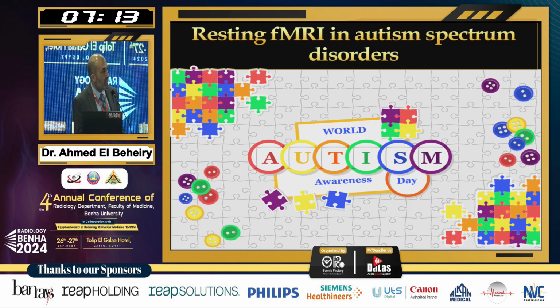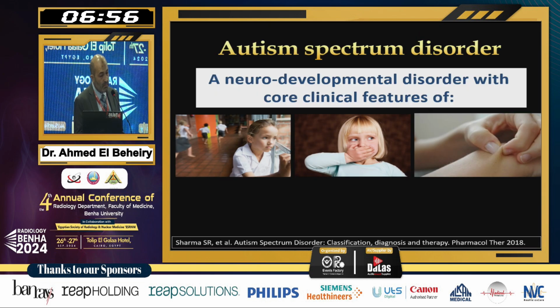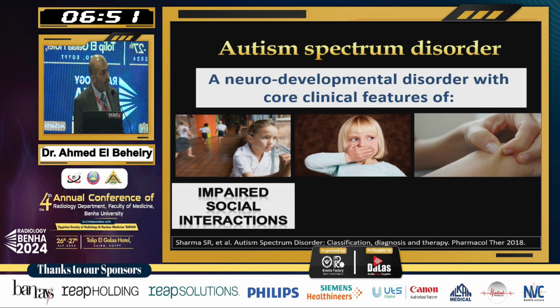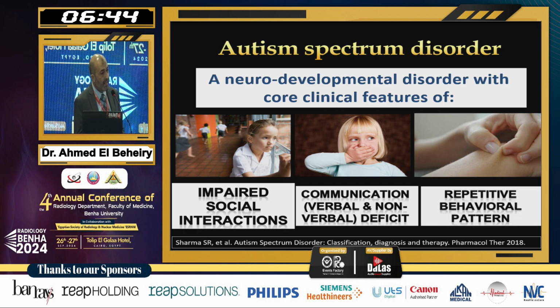Today we are just speaking about the role of resting state in autism. I'll mention 4 main points. What is autism? What is its definition? Why do we care about autism? What is the role of brain imaging in autism? And lastly, what is the role of resting state in children with autism? Autism is a spectrum characterized by 3 main features: impaired social interaction, communication deficit, whether verbal or non-verbal, as well as repetitive pattern of behavior.